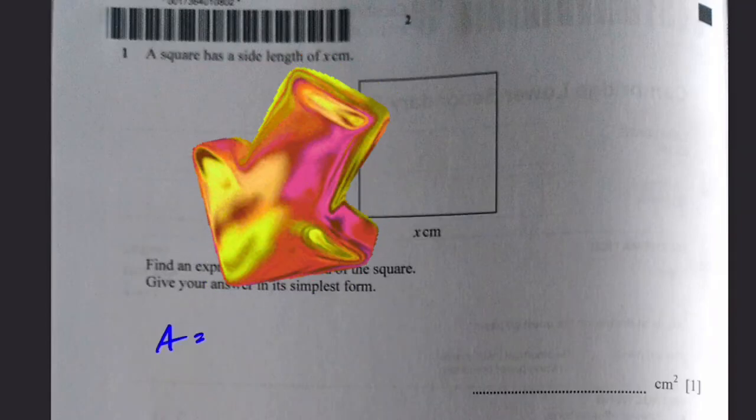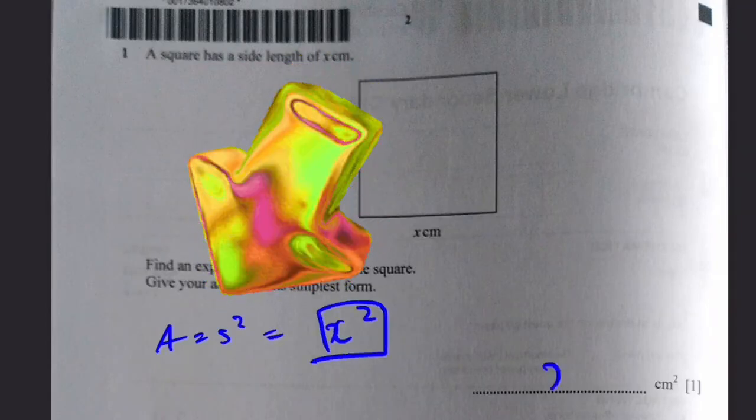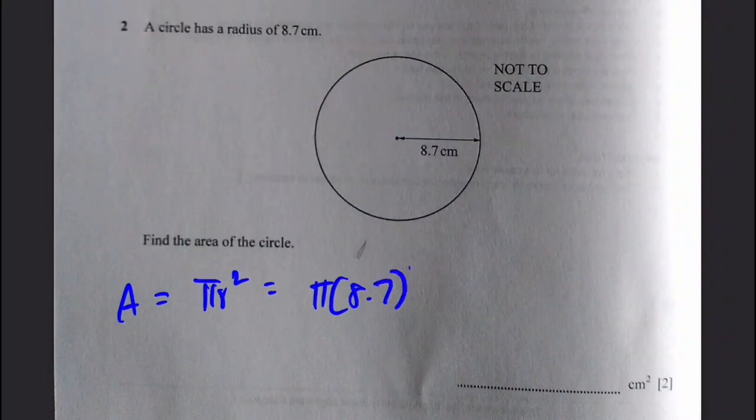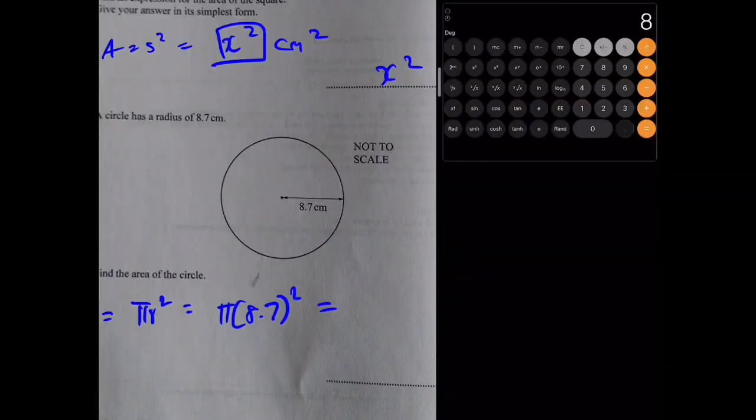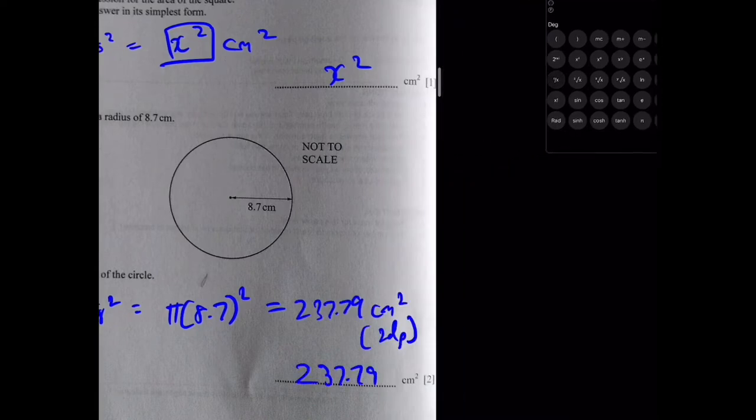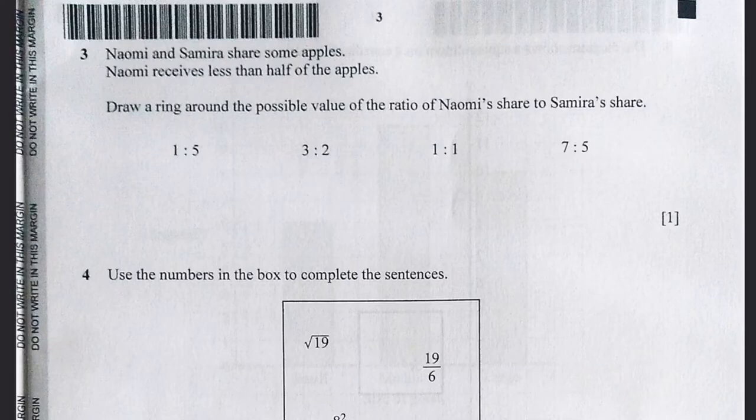First question we have: find the area of the square. The area of a square is side by side, which is x by x or x power 2. How to find the area of the circle? The area is pi times the radius power 2 on the calculator. This is Paper 2, so you can use your calculator. The answer is here, centimeter squared, rounded to two decimal places, equals 237.